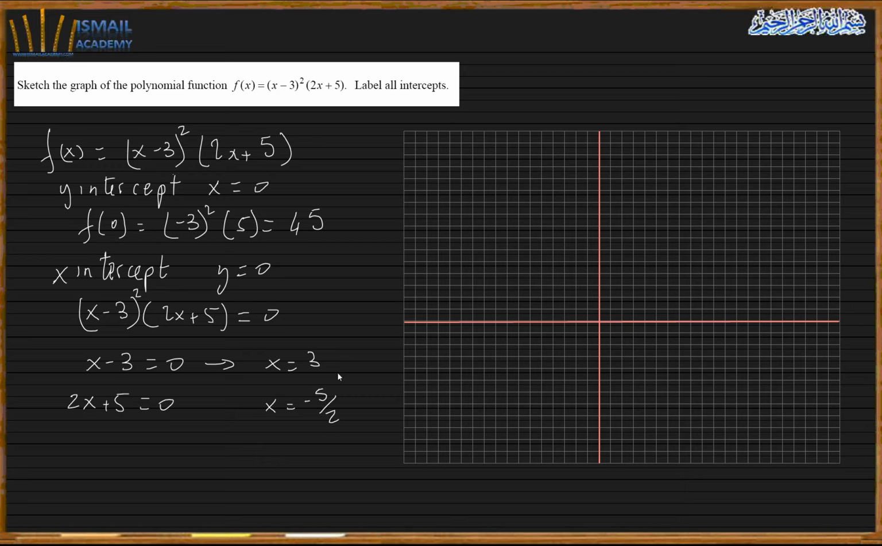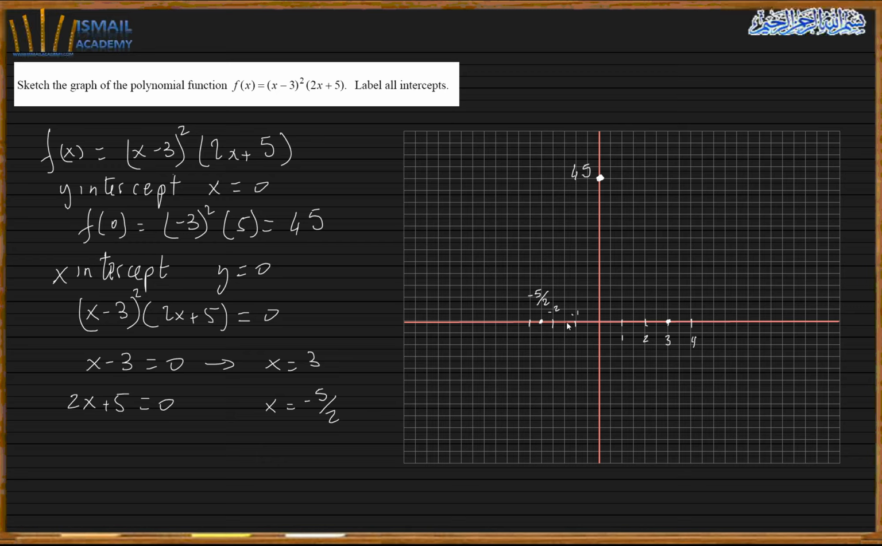Now I'm going to locate my values. Let me assume this is 45, because I don't have a big spot here. This is 1, this is 2, this is 3, this is 4. I know the units are not the same, but I'm just creating it here: minus 1, minus 2, and this is minus 5/2. Alright, so this is my first x-intercept, this is my second x-intercept, and this is my y-intercept.